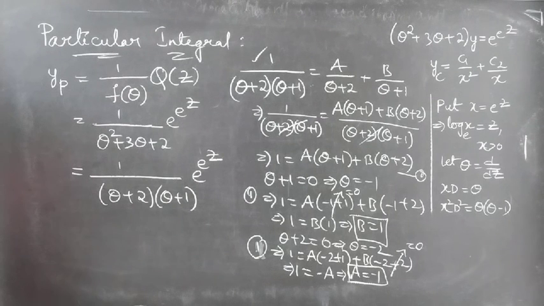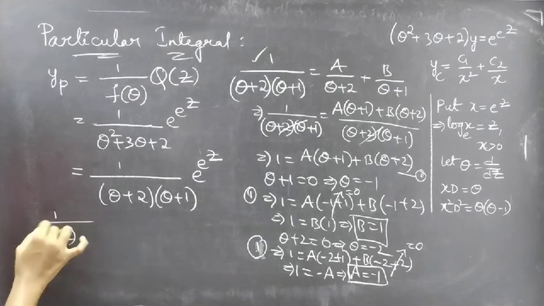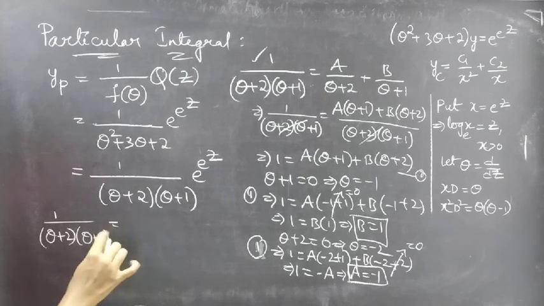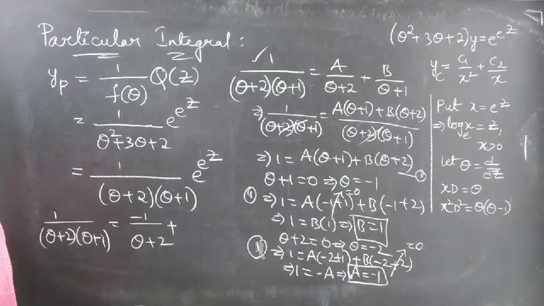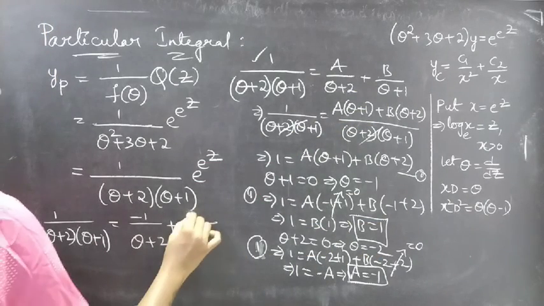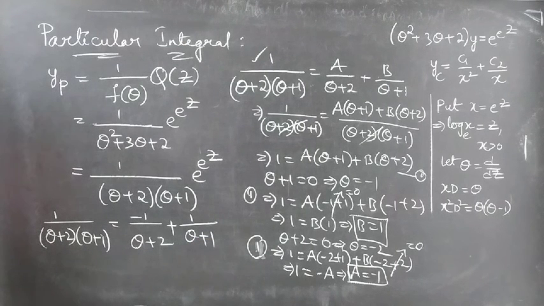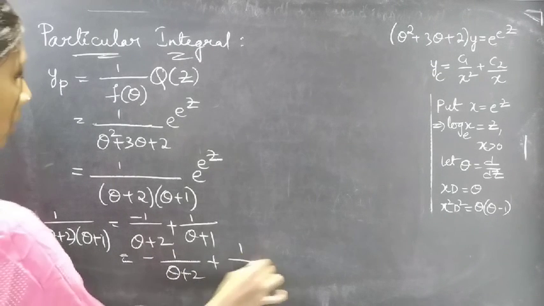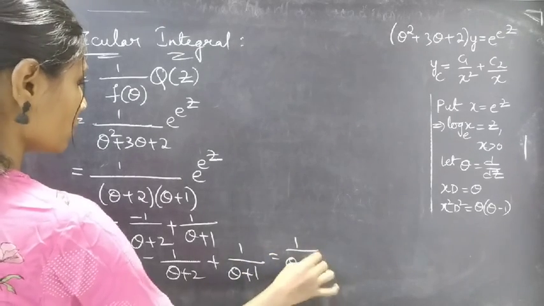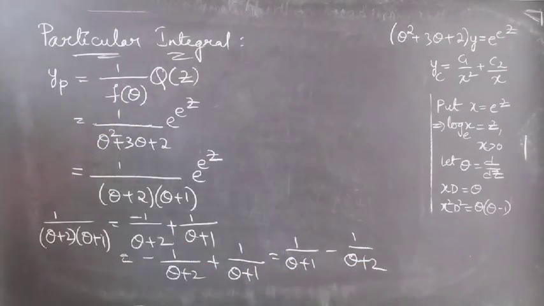Now replace the a and b values in this equation. Then 1 by theta plus 2 into theta plus 1 equals, replacing the value of a by minus 1, we get minus 1 by theta plus 2, plus, replacing the value of b by 1, we get 1 by theta plus 1, right? Since 1 by theta plus 2 into theta plus 1 equals minus 1 by theta plus 2 plus 1 by theta plus 1, we can replace this fraction by 1 by theta plus 1 minus 1 by theta plus 2.